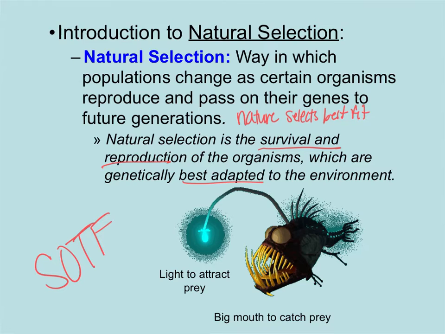Okay, so take a look at this little fish here. Well, he's not a little fish, but you know. So this fish is adapted to live in the dark. It has the light to attract prey. And the prey will come up to that light in the darkness, and then this fish has the giant mouth to eat the prey. I know you've probably seen this on Finding Nemo, but this fish is actually very adapted to the dark because of the light to attract the prey.